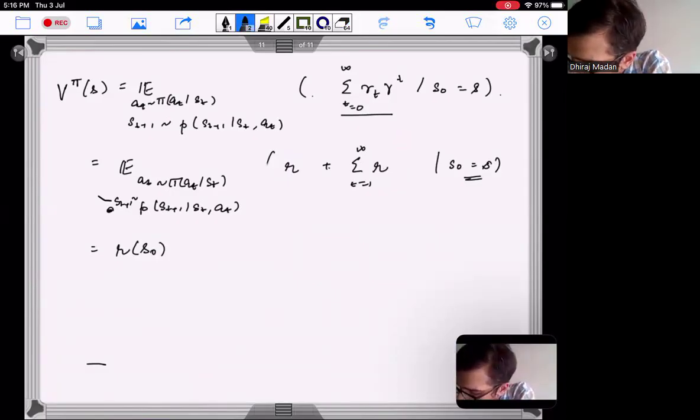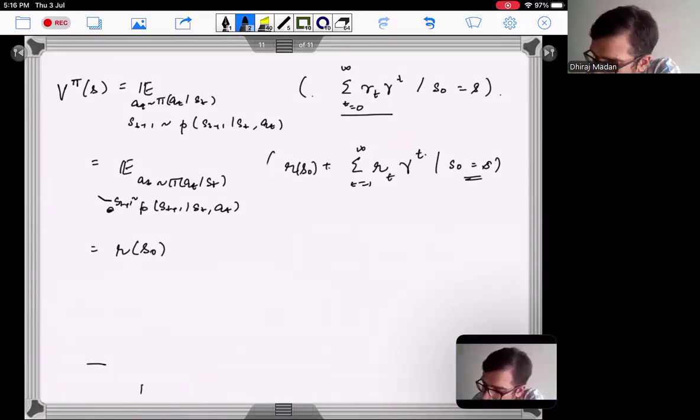So this is R of S naught, and this is R_t gamma to the power t. So now I have R of S naught, and then there is this expectation over here. Even from this expectation, note that since t goes from 1 to infinity, I have R1 gamma, R2 gamma square, and so on. So I can take out this gamma term from here.